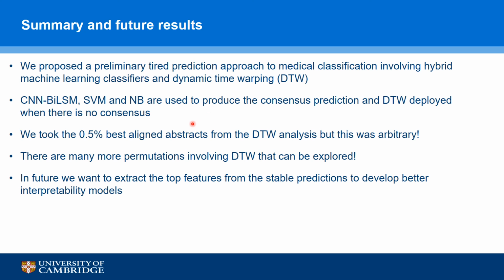So in summary, what we proposed here was incorporation of hybrid machine learning classifiers with dynamic time warping, and more conceptually to treat text data as time series data. We are still exploring different permutations of introducing DTW with the machine learning classifiers. For example, even our threshold of 0.5% of the best aligned abstracts, that's arbitrary. That's not something that is set in stone. So we need to explore this further.